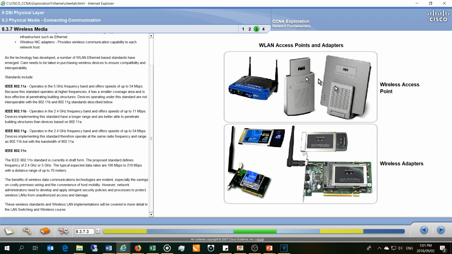And this is some of the devices, although these are quite old-fashioned. They don't look like this anymore. They're almost about a quarter of the size, as I showed you earlier, the 3G dongles and things like that. And they're often mostly on-board motherboards nowadays.